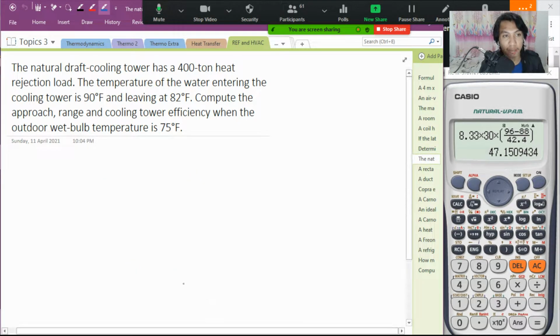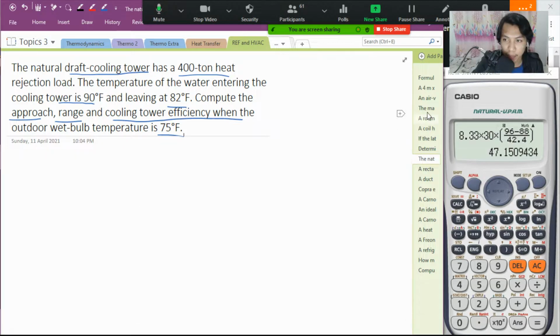The natural draft cooling tower na tayo has 400 ton heat rejection load. So, meron kang 400 ton. Okay? The temperature of the water entering the cooling tower is 90 degrees Fahrenheit and leaving at 82 degrees Fahrenheit. Compute the approach, range, and cooling tower efficiency when the outdoor wet bulb temperature is 75 degrees Fahrenheit. Okay. So, punta tayo sa formula.